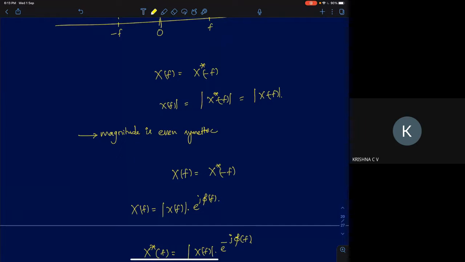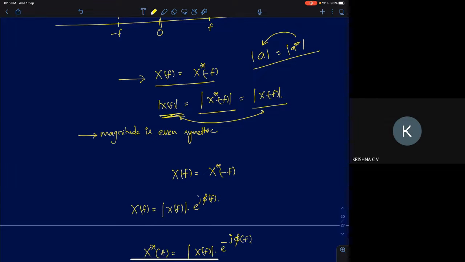So now we said that they have the conjugate symmetric property. If I take the magnitude on both sides, I get mod of x of f. The magnitude of the conjugate of a complex number is the same as the magnitude of the number before conjugating it. Therefore mod of x of f equals mod of x conjugate of minus f, which equals mod of x of minus f. So your magnitude function is an even symmetric function. The magnitude of the Fourier transform has to be even around f equal to 0.